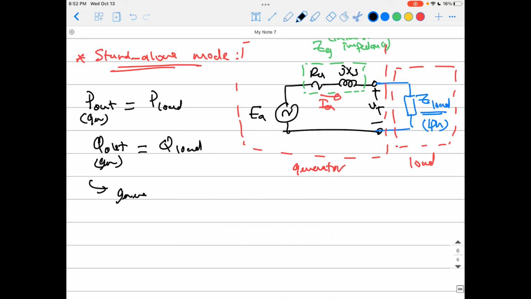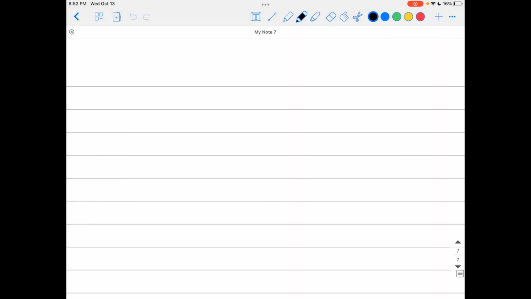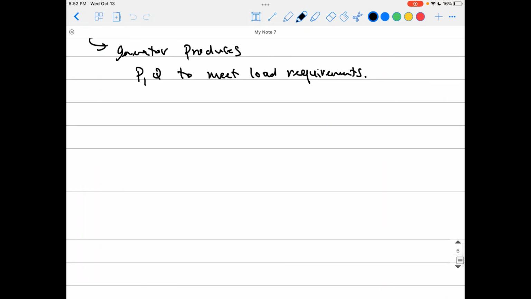Okay, so that's what we're saying. The generator produces P and Q to meet load requirements. Okay, so what if the load changes actually? What will happen here? Let me talk about the load changing for this mode of operation, for the isolated mode or the standalone mode.